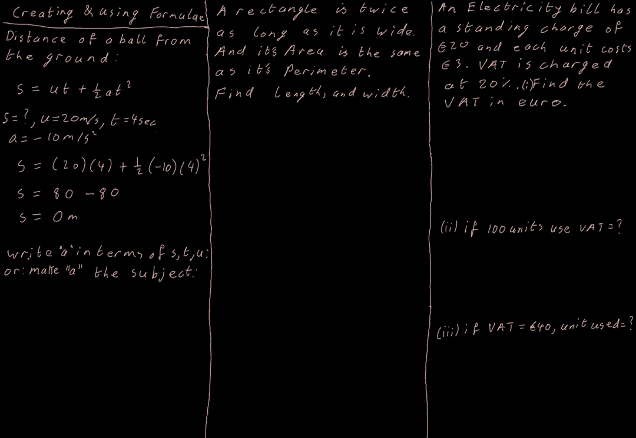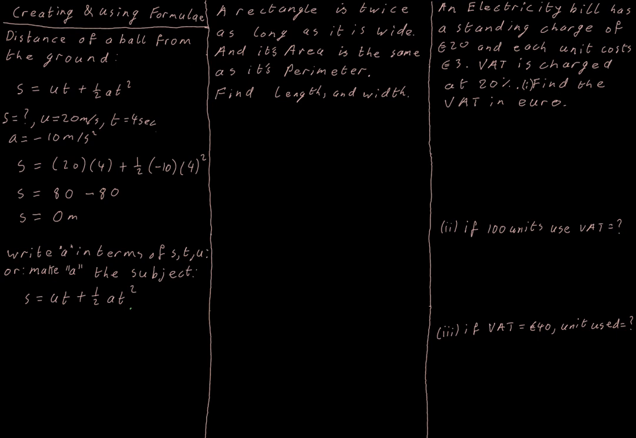Now, if we were asked a question where we were going to write A in terms of S, T, and U, or the other way that could be said is make A the subject. So at the moment, S is the subject, or S is written in terms of U, T, and A. Now we want to rearrange it so A is by itself and equal to everything else. So we start out with what we know. We know S is equal to UT plus a half AT squared. And we know that we want to end up with A by itself.